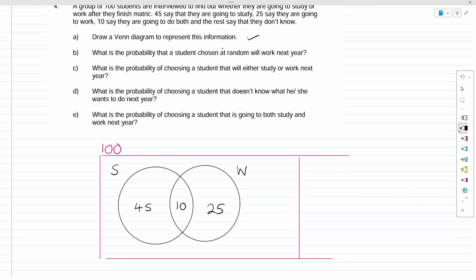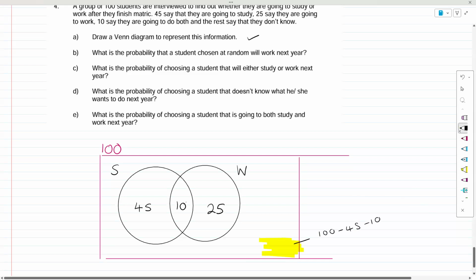That's fine. Now we need to always find out how many people don't want to be a part of this, or don't want to study and work. They don't fall into this. So we're going to say 100 minus 45 minus 10 minus 25. So 100 minus 45 minus 10 minus 25, and that is 20 people. Now these are the people that don't want to study or work.